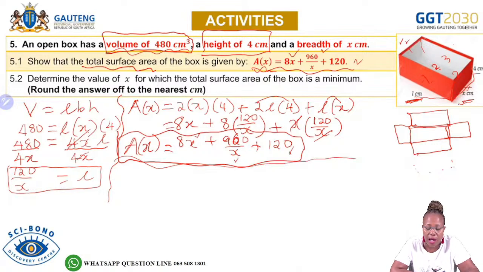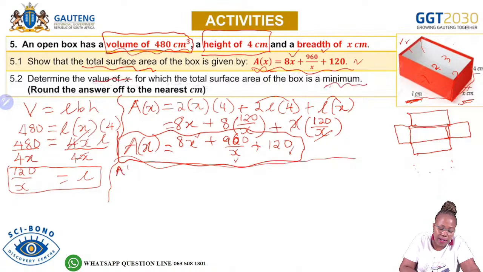And then with 5.2 now, we need to determine the value of x for which the total surface area of the box is a minimum. Round the answer off to the nearest centimeter now. So now, the minute they say this is minimized, that means we need to derive to find the value of x. So we are deriving the area.